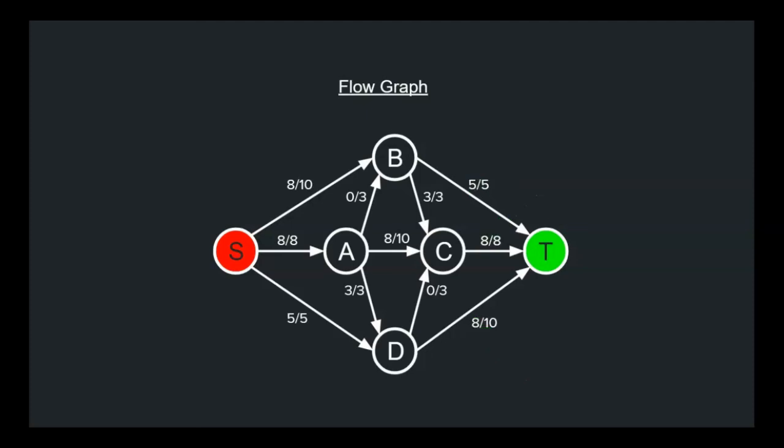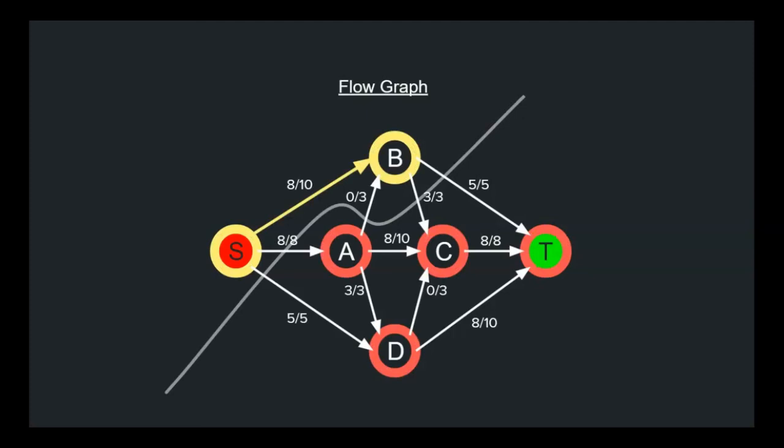Find the ST cut. Let's ask, which vertices can S still push flow to? S can only push flow to B, so those two nodes are one set. The rest of the nodes, A, C, D, and T, belong to another set. Notice that the capacity of the flows going out of the first set equals 21.